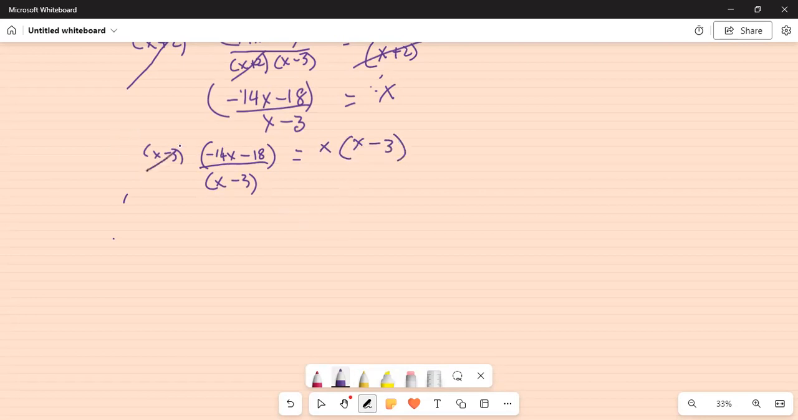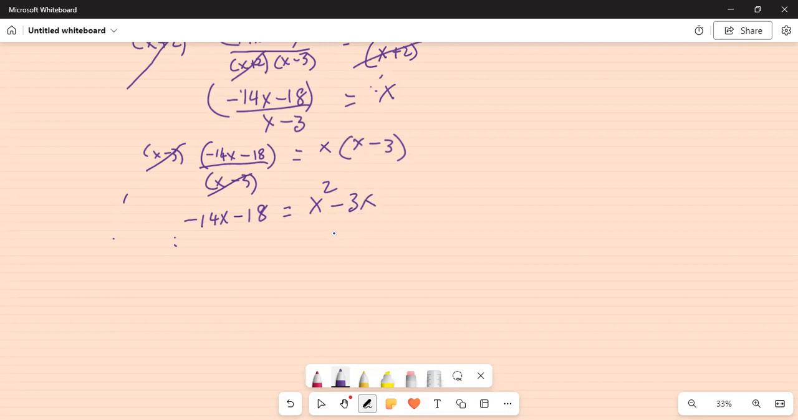And then you cancel the x minus 3 from the numerator and the denominator on the left-hand side. So on the left-hand side, you will be left with minus 14x minus 18. And you distribute the x. x times x is x squared. You multiply x times minus 3, which is minus 3x.